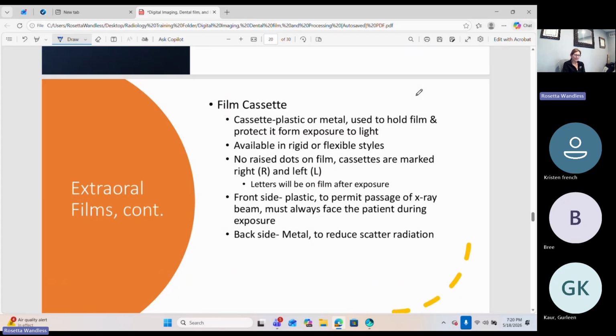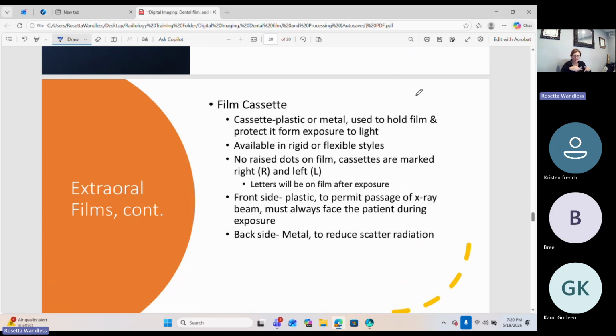The front side is going to be, again, plastic of the cassette, not the film, okay? So the front side of the cassette that we're using is going to be plastic or a material that is accommodating to that machine, and it will permit the passage of the X-ray beam through, and it's always going to face the patient. Again, we don't have to think about it. We have the right and left. We're going to pop it right in. It tells us there's only a one way out kind of way to set that up.